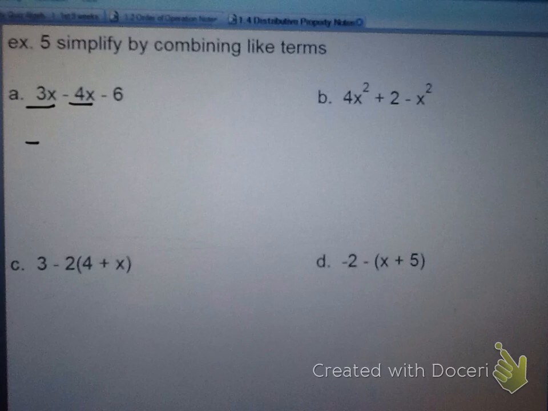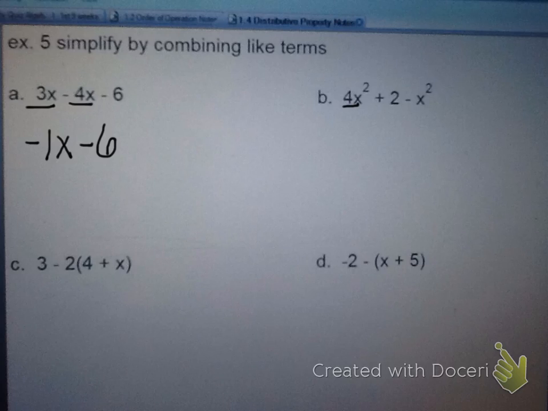Example 5, combining like terms. If we have variables that have the exact same variable, those are called like terms. And what you do is you just combine the coefficient. Remember that coefficient is the number in front of the variable. So that's a positive 3x, and that minus 4x, a minus means negative, so that's a negative 4x. Positive 3 and a negative 4 is a negative 1. It's a negative 1x, or you could just say negative x. Doesn't matter. We don't have anything to combine the 6 with, so we bring it down.